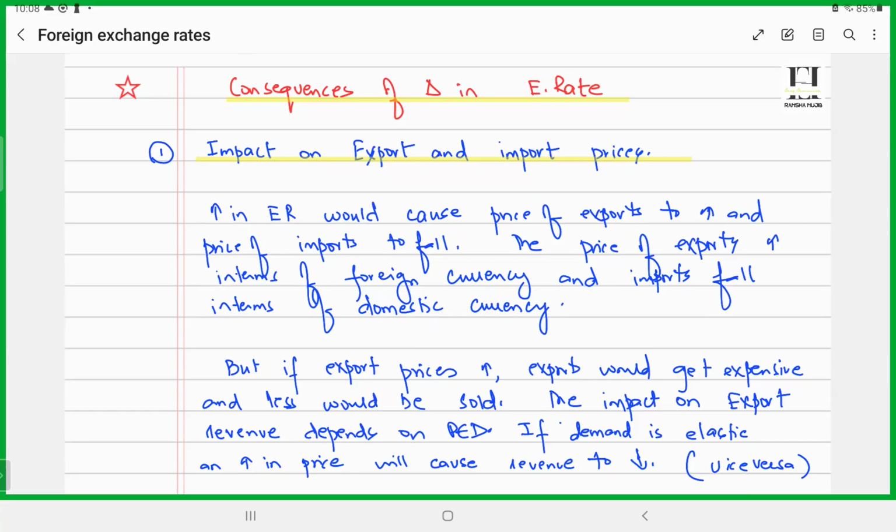Now, usually it's seen that since a lot of countries compete in the international market, the demand for most goods and services is usually elastic because there are substitutes available in the international market. However, if the demand is inelastic, then there would be little or no impact on the export revenue. But if the demand is elastic, an increase in price will cause export revenue to fall. But if the demand is inelastic, an increase in price would have little or no effect on the export revenue. It could be that the export revenue might rise, right?